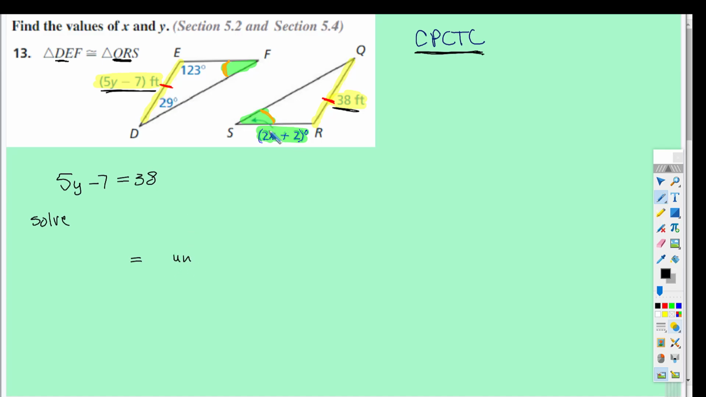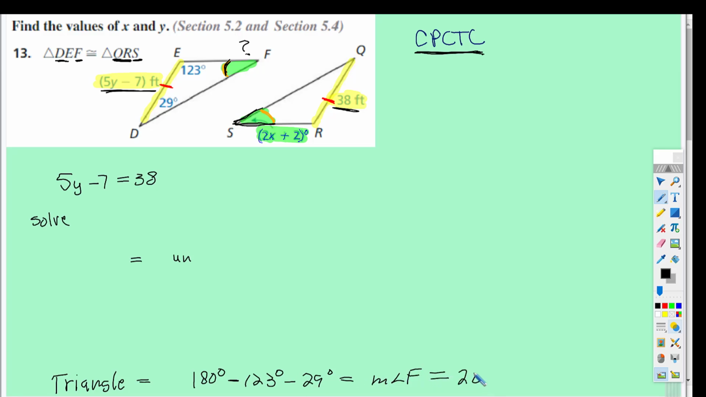And then we've got this angle measure. So this angle measure right here, angle S, it's the third, it's congruent to angle F. Ooh, we don't know angle F, but what we do know is it's the third angle in a triangle, so triangle sum theorem. So to find angle F, we could say 180 degrees minus 123 degrees minus 29 degrees is equal to the measure of angle F. And when you do the subtraction, you get 28 degrees.